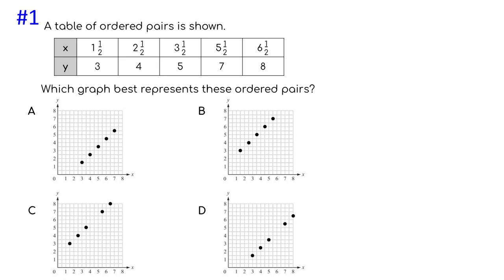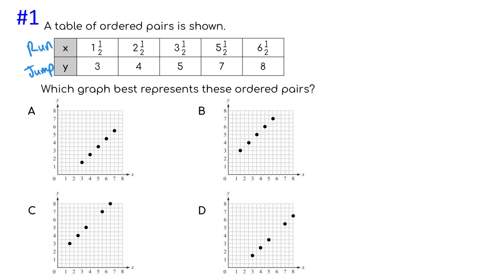Unit 9, Mixed Review Number 1. The table of ordered pairs is shown. Which graph best represents these ordered pairs? So we're given X and Y, and remember, we run to X and jump to Y. Run along the bottom, jump up.